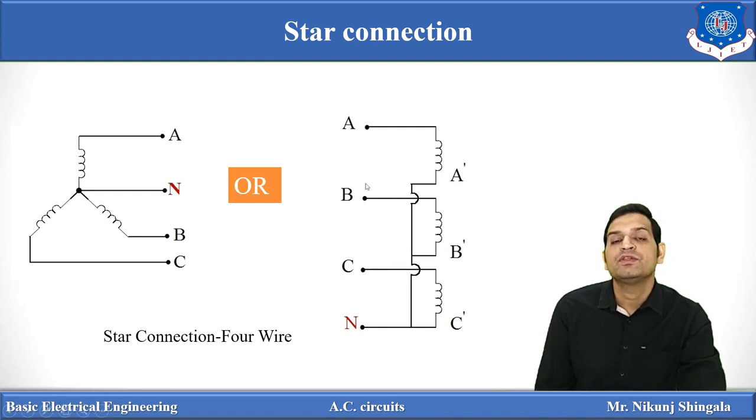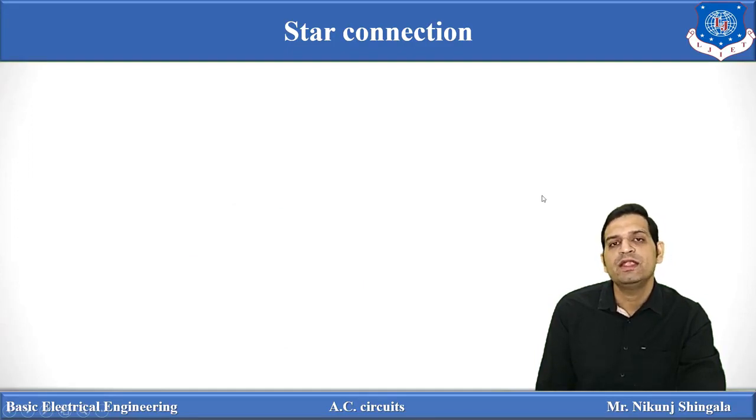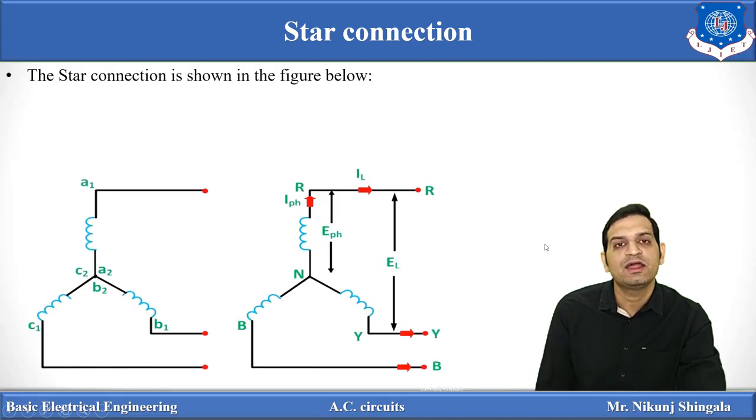So this is how three windings are connected, and this connection is known as a star connection. Now moving towards certain definitions related to the star or delta connection. So here again a star connection is taken. Three windings are there, A1, A2, B1, B2 and C1, C2.